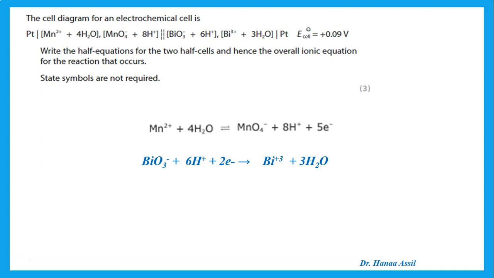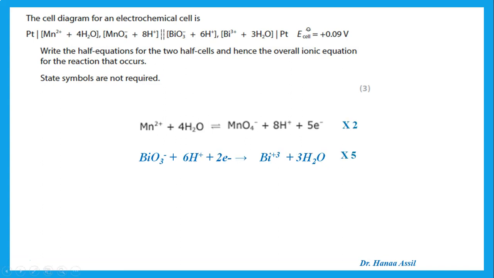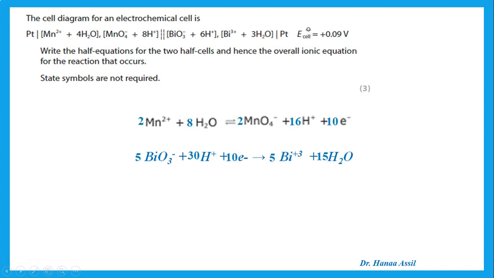Now I need to add them all up to get the overall ionic equation. Of course, in order to add them all up, I have to make the electrons equal. Now, how do I make the electrons equal? I can multiply the upper equation by 2 and the lower equation by 5. Can you see that? That would make each of the electrons 10. But remember that when you multiply something, you're multiplying all through the equation. So this is what we end with.